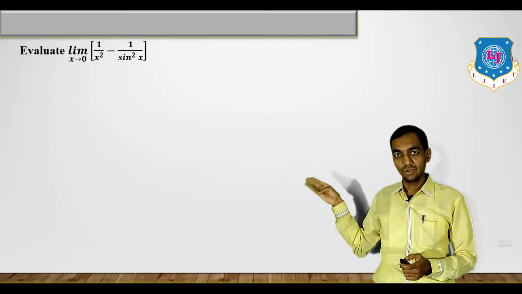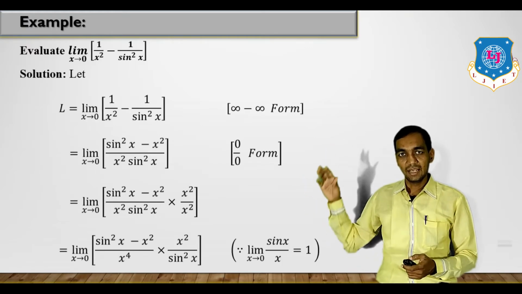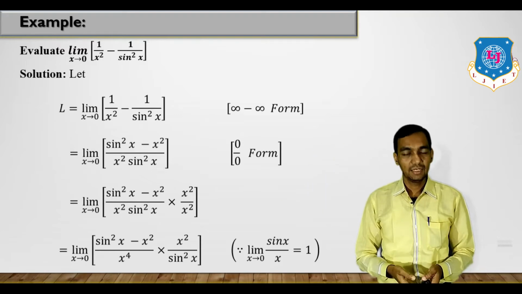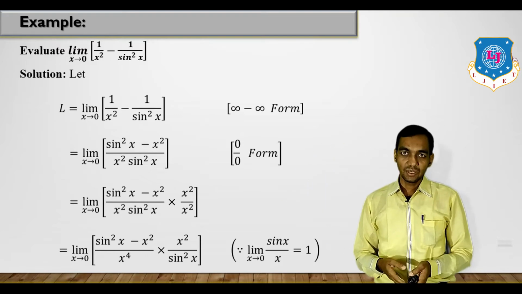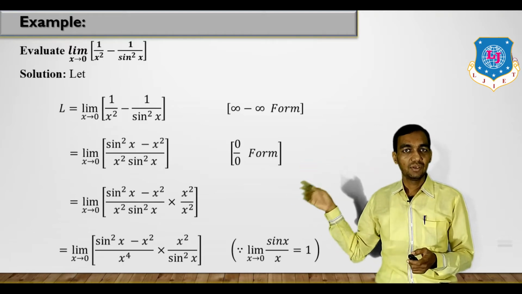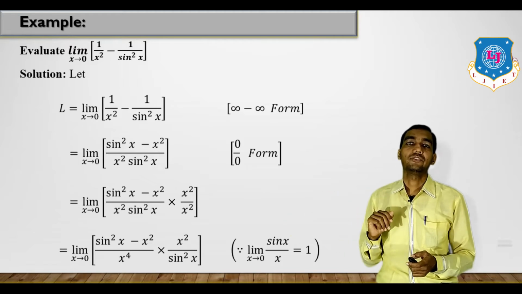Again, 1 upon 0, 1 upon 0, that means the infinity minus infinity form is there. Take L equal to the given limit, x tends to 0, 1 upon x square minus 1 upon sin square x. So what we are going to do is take the LCM, that will give you sin square x minus x square divided by x square sin square x.